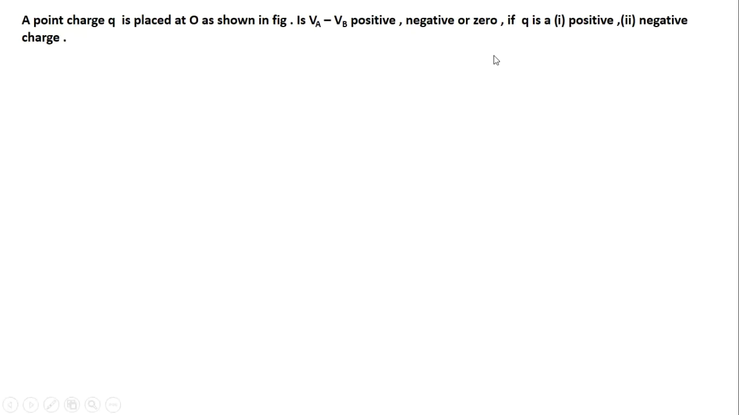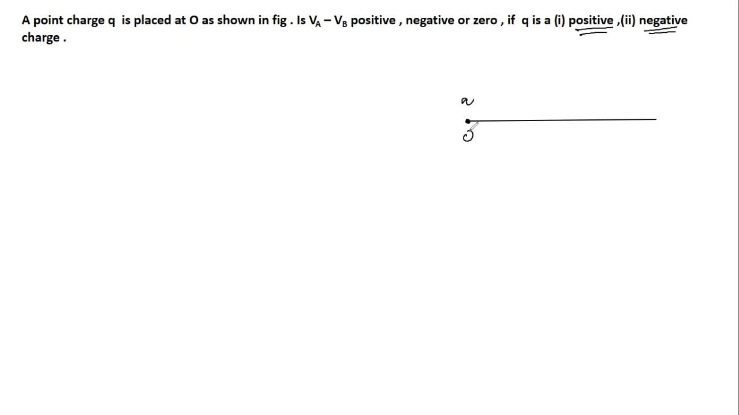So in this question, you can see that the point charge Q is placed at point O, as shown in the figure, and you have to find out what the potential difference VA minus VB is, whether it is positive, negative, or zero, provided that your charge is positive or negative. Based on this positive or negative sign convention of charge, you have to find out the sign of the potential difference.